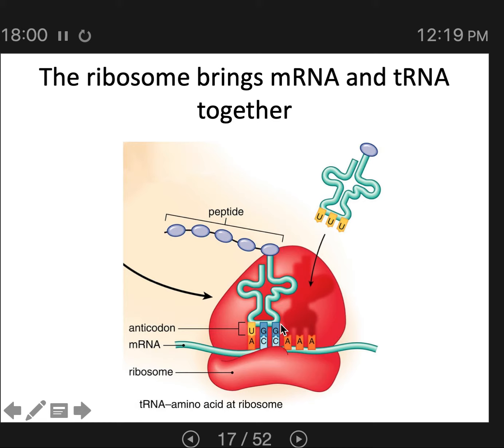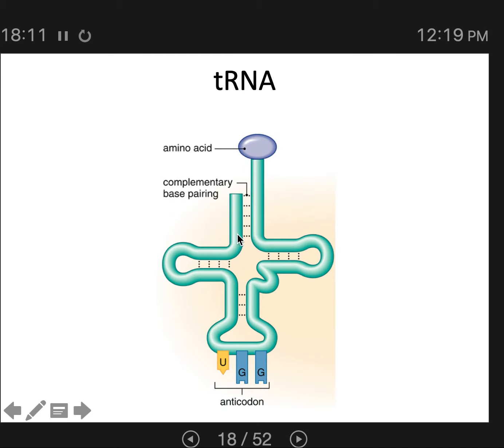The anticodon determines what amino acid is brought, and so that determines the order of amino acids in this growing chain. So let's take a look at this transfer RNA molecule.